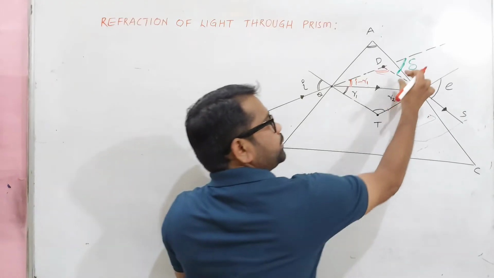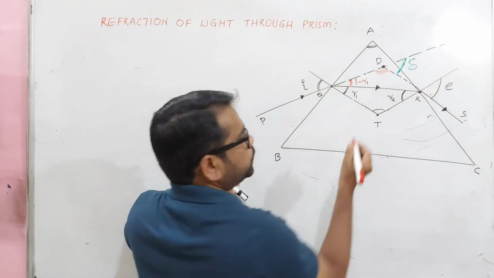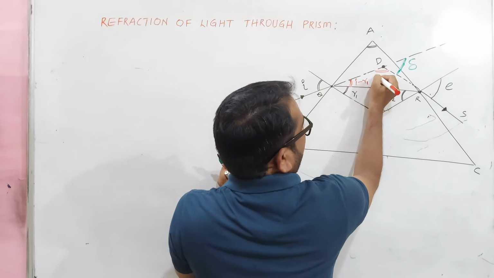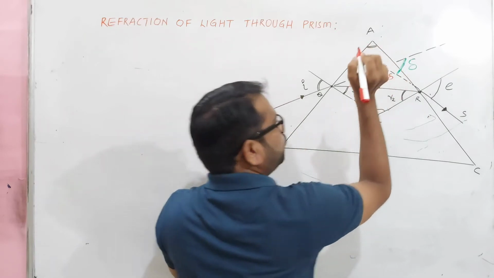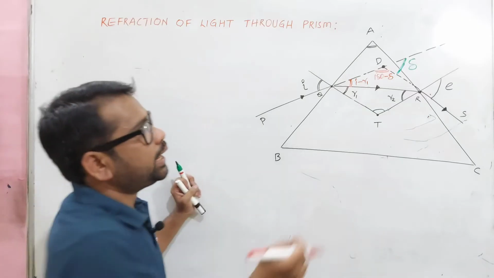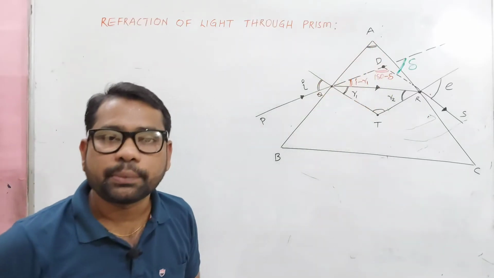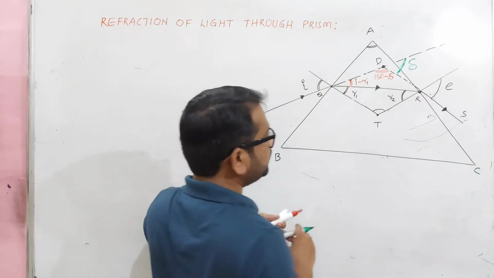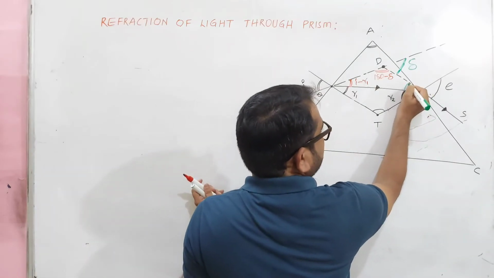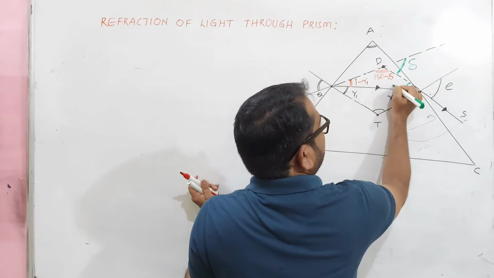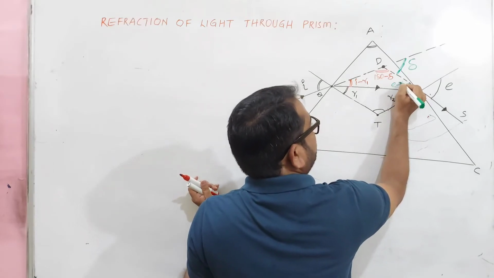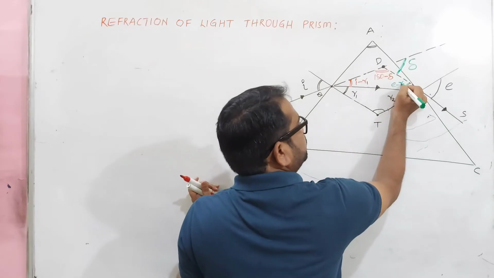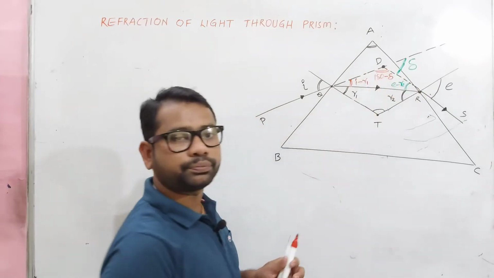180. From that 180, delta is gone. So this will be 180 minus delta. That is, angle D is 180 minus delta. Then what about this angle, children? This angle would be E minus R2. E minus R2 it is. Okay, children.